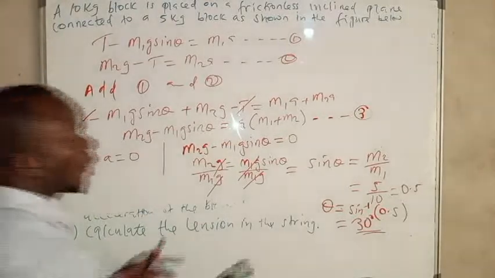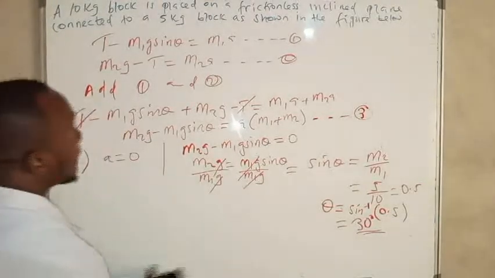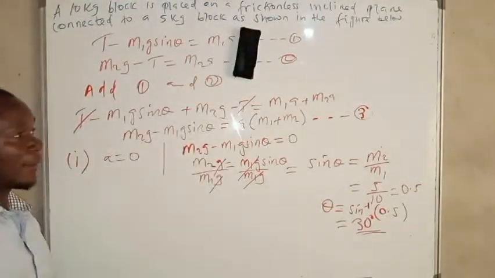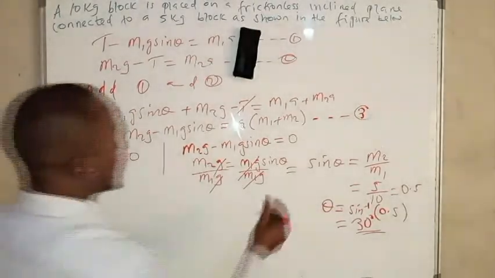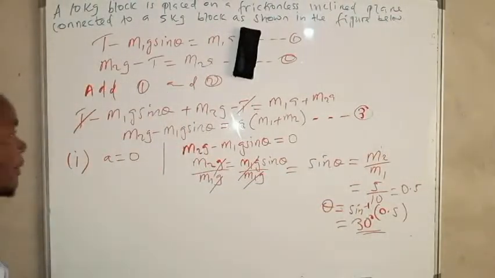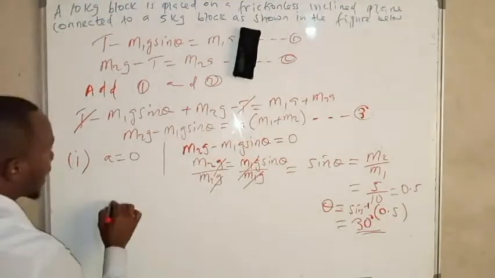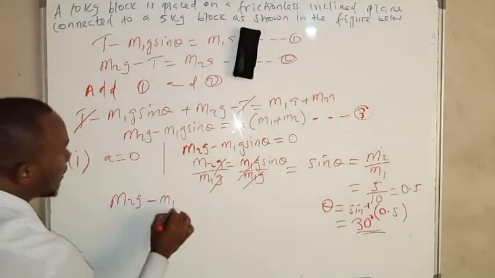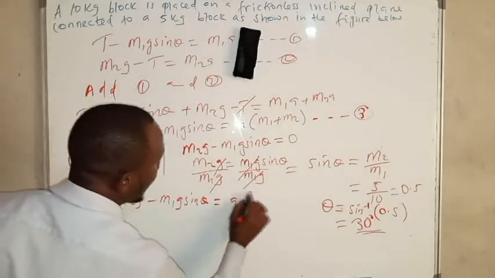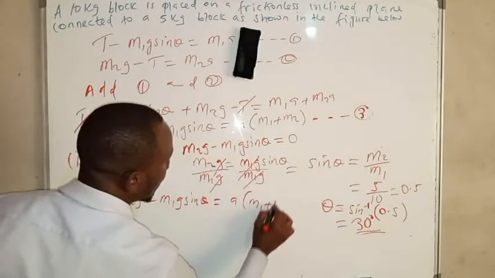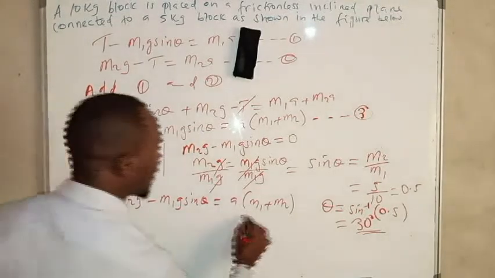From here, we are going to find the acceleration of the blocks. Since the blocks are connected by the same cable, they are going to have a common acceleration. From the same equation, equation number 3, we say m2g minus m1g sine theta is equal to a times m1 plus m2. We just need to make a the subject of the formula by dividing by m1 plus m2.